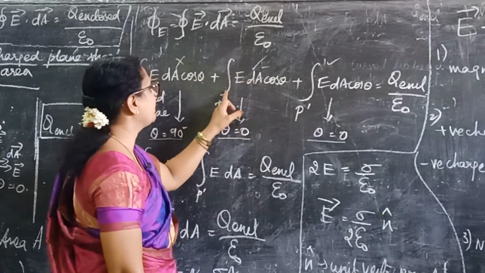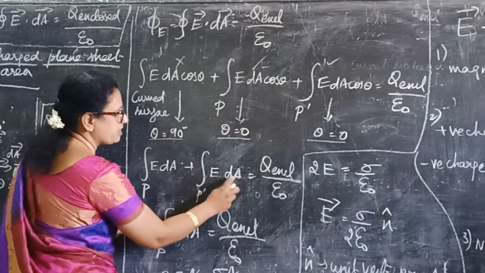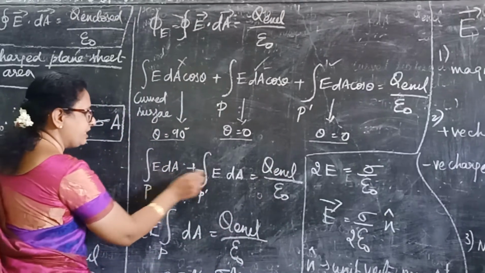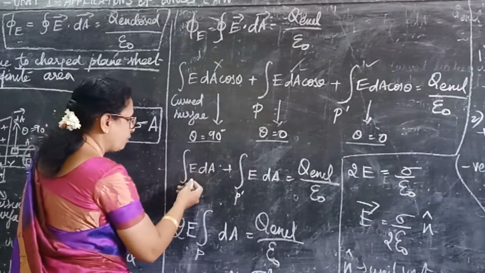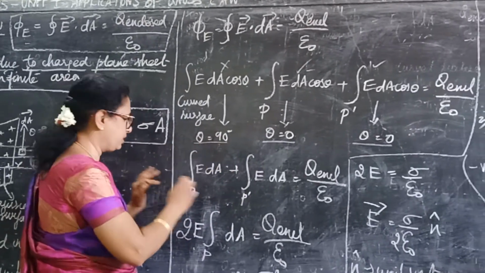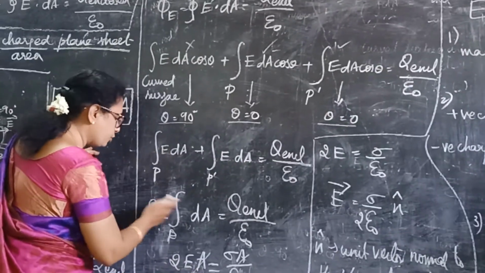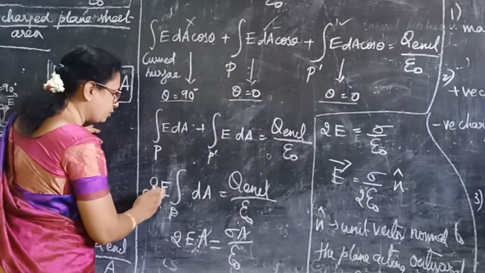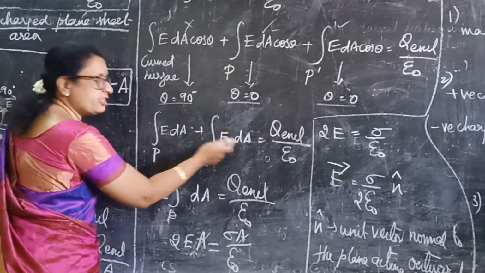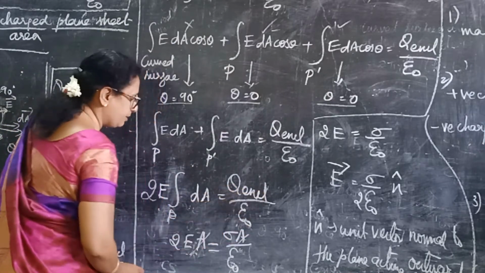So, we will have integral over P of E dA plus integral over P dash of E dA is equal to Q enclosed by epsilon naught. This E is uniform throughout. P and P dash both lie at the same distance from the infinite sheet on both sides, so we can take P and P dash as P itself, and since E is uniform, take it outside the integral sign. You can just add the same value, so 2E, and the area is also the same: 2E times integral over P of dA is equal to Q enclosed by epsilon naught.